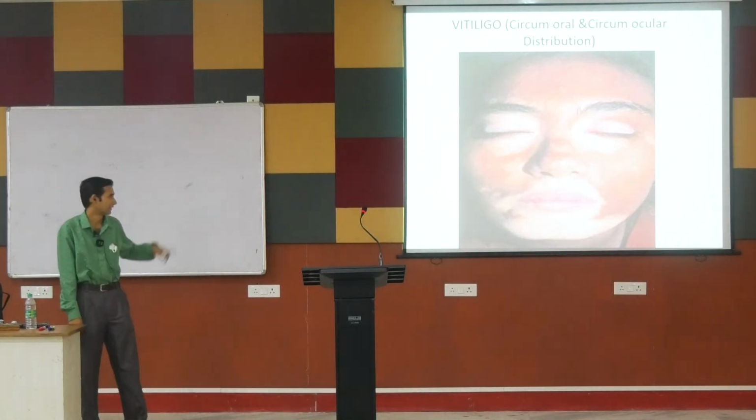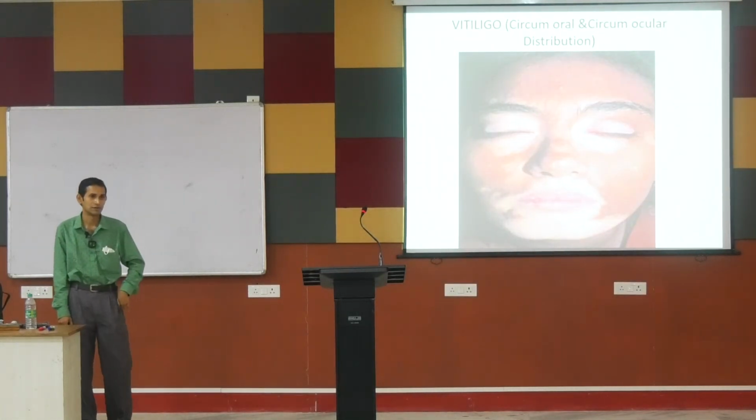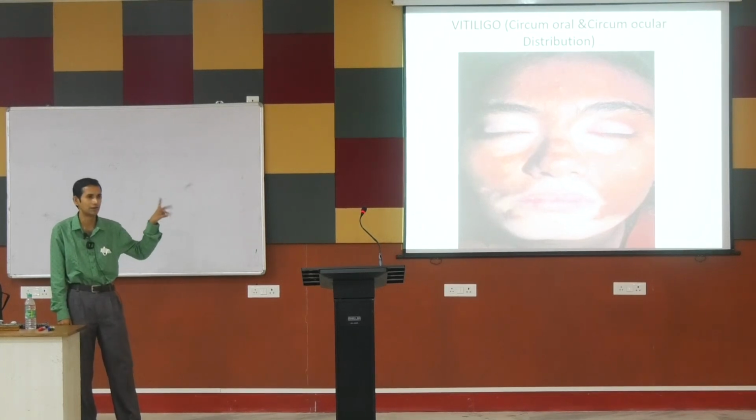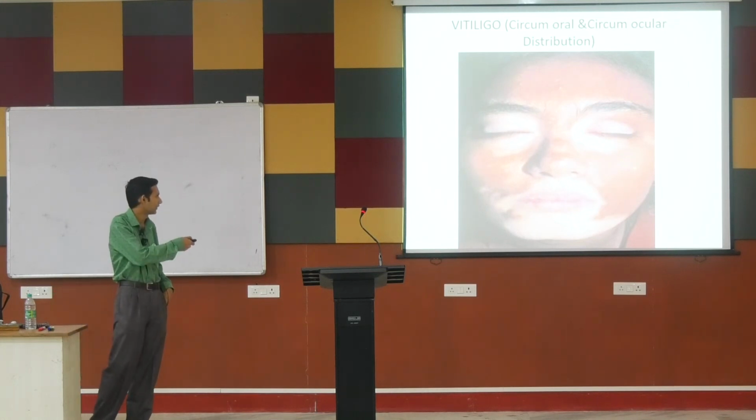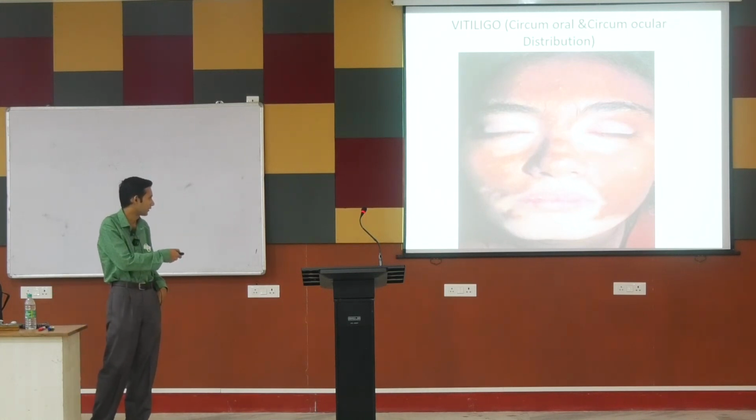Now, this is facial vitiligo, the circumoral and circumocular distribution of the depigmented patches. It is basically a localized vitiligo affecting mainly the face, around the eyes and around the oral cavity. This is the circumocular and circumoral distribution.